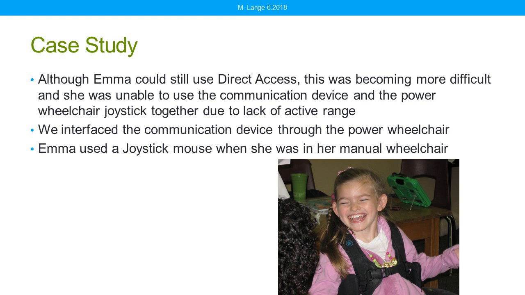So could she use direct access? Yes, but it was becoming more difficult, and we needed to respect the fact that she needed to talk and drive, and she simply didn't have the active range of motion due to her muscle weakness to do both. By switching her to a different access method, she was able to be successful with both. And when she was in her manual chair and didn't have the power wheelchair joystick, she used this standalone joystick mouse to provide that control.